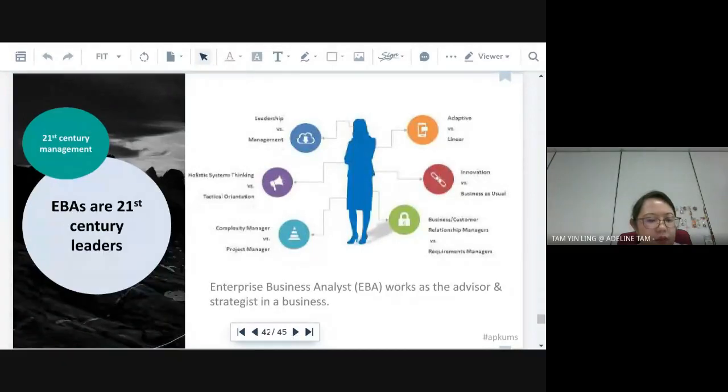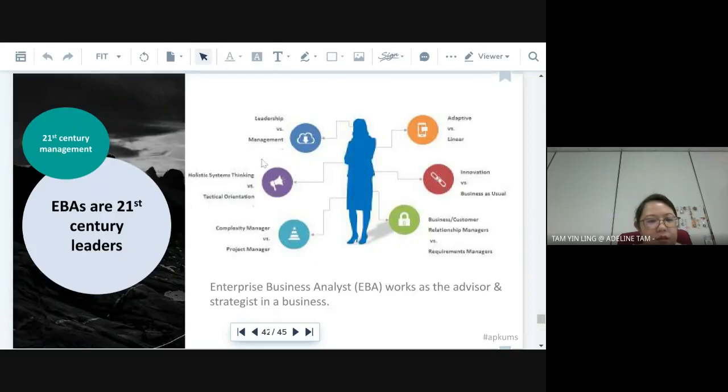So in the 21st century, we also have this new type of job. We call it enterprise business analyst. So who are they? They are the advisors. They advise. They set up the strategies in the company. So normally they are highly paid, because they are very good in creating new strategies for companies.